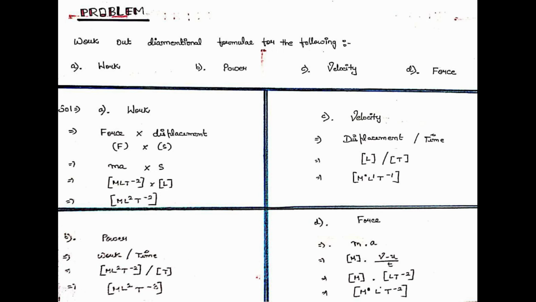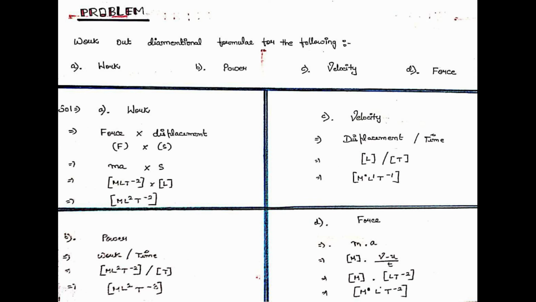We are given to work out dimensional formulas for the following: A, work; B, power; C, velocity; and D, force. Let us start the solution. First, work. Work, we know that it is force into displacement. Force is denoted by mass into acceleration and displacement as S. So for force we get mass into acceleration as m L t minus 2, into displacement, which is nothing but the length, so L. From there we get m L square t minus 2.